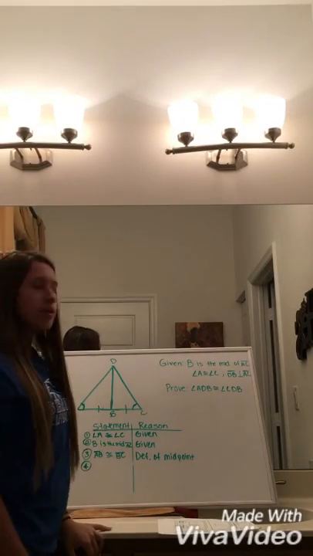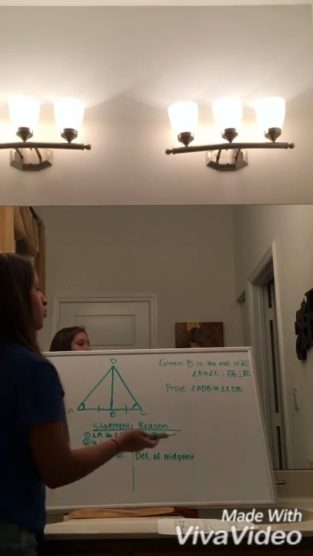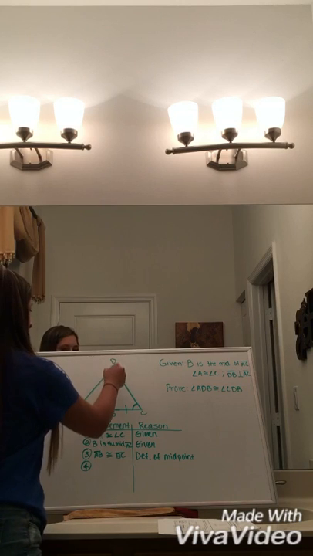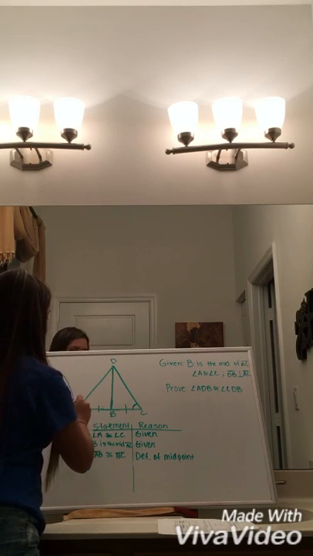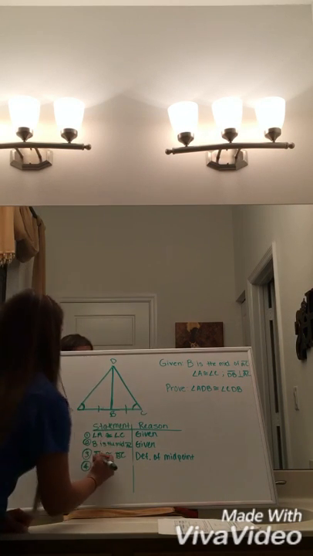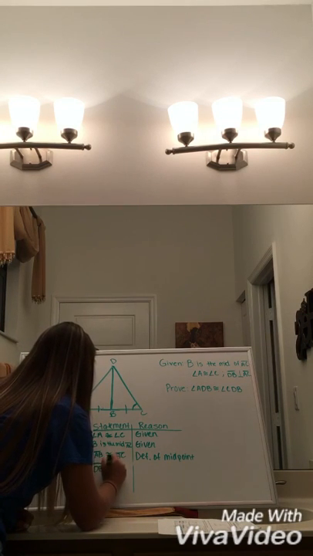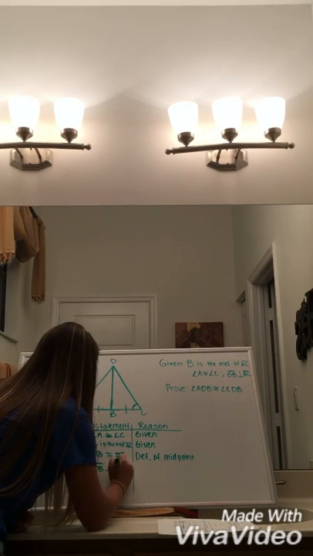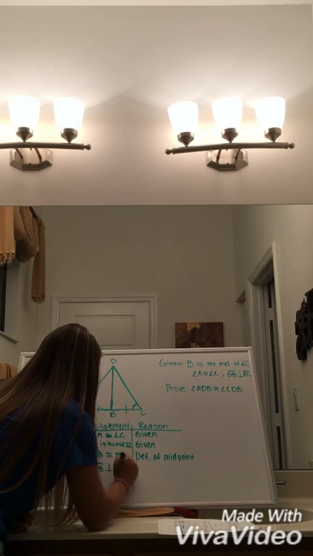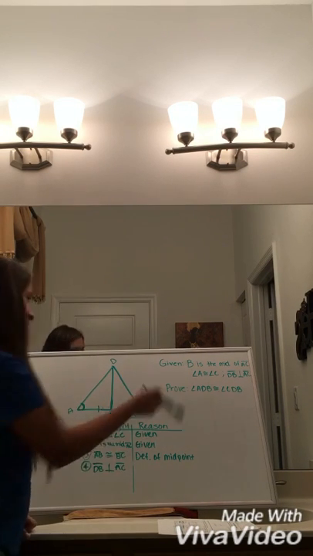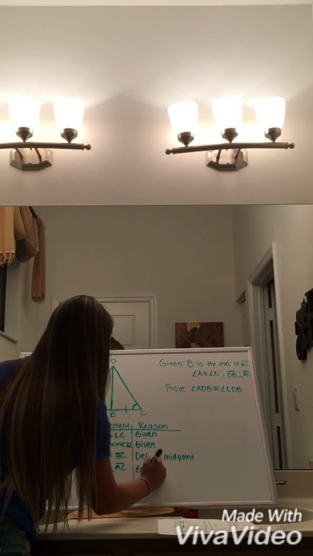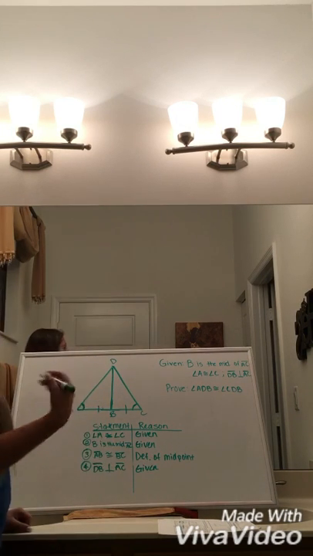Now for my fourth statement, I'll write down my last given, which says that line DB is perpendicular to line AC. So I can just write down line DB is perpendicular to line AC. And my reason is given. So now that I'm done with my givens, I can write down another statement.